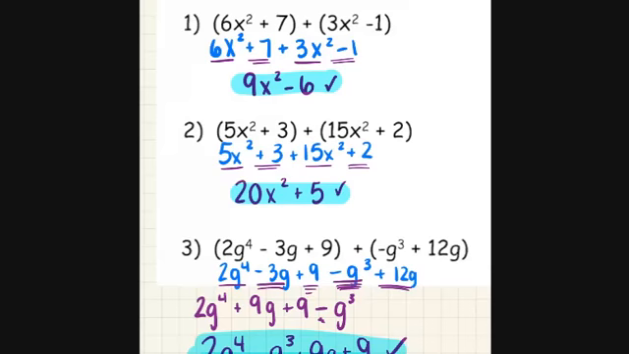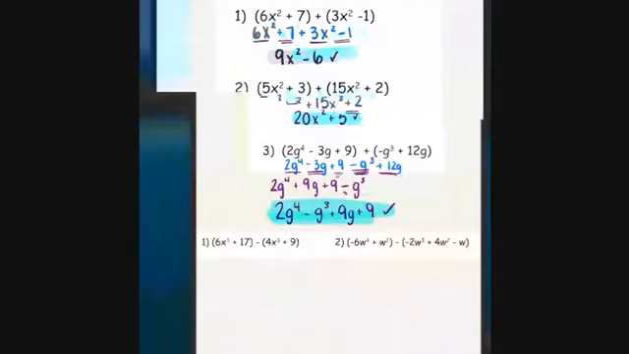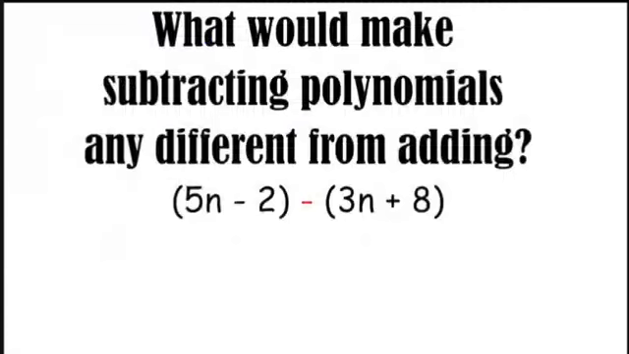I'm going to let you sync on that for just a second, and then we are going to hop back over here to discuss the main difference and why the only thing that makes subtraction different.